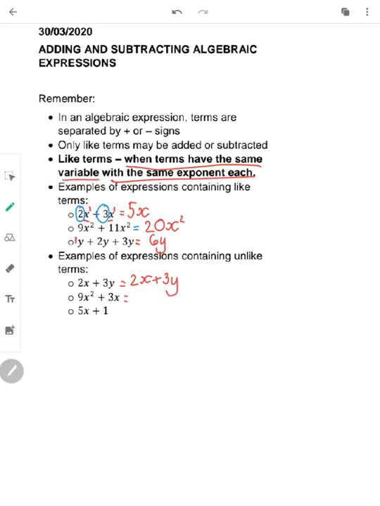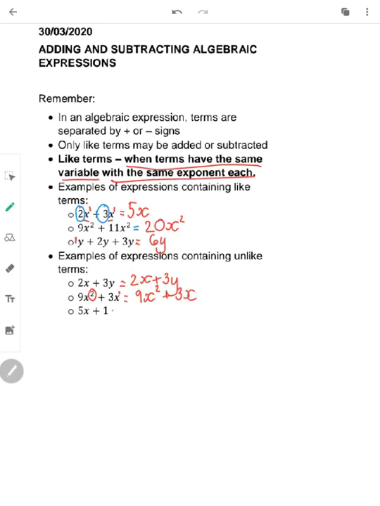Then, on the second example, although both of the terms contain an x, the exponents are different. The first term x has a 2 as an exponent, and the second one has a 1. So we aren't able to simplify that or add them together. And your answer would then stay 9x squared plus 3x.